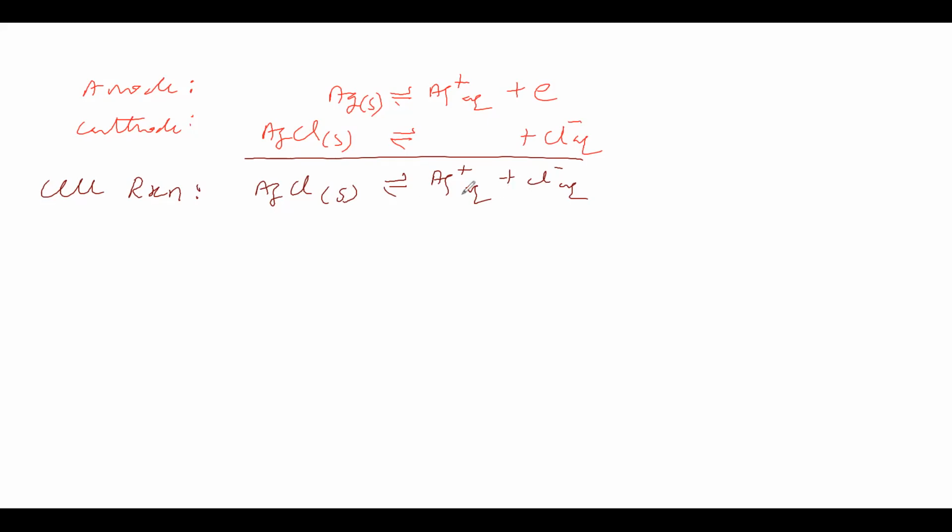Now in the cell reaction, Ag plus is there. That Ag plus we can get from here. Cl minus is there. That Cl minus we can get from here. AgCl is there. That we can get from here. Now this Ag should be cancelled. In order to cancel this Ag, let us write silver solid on the right side. That means Ag plus of AgCl is converting into silver solid by taking an electron.